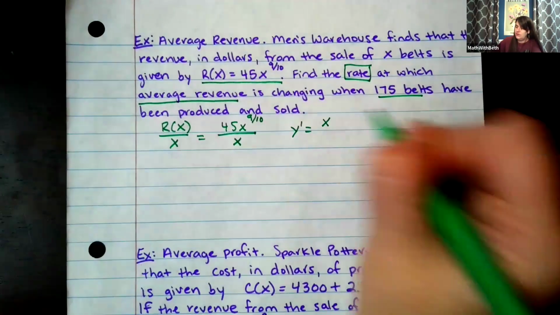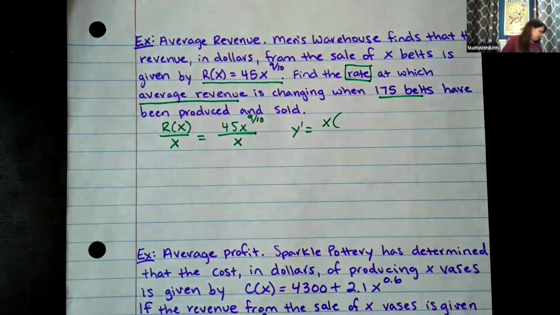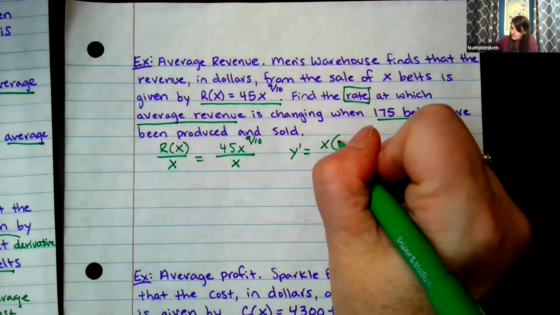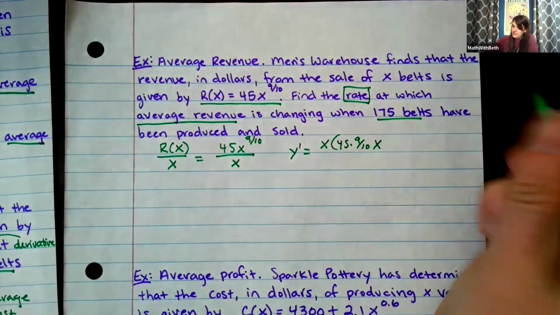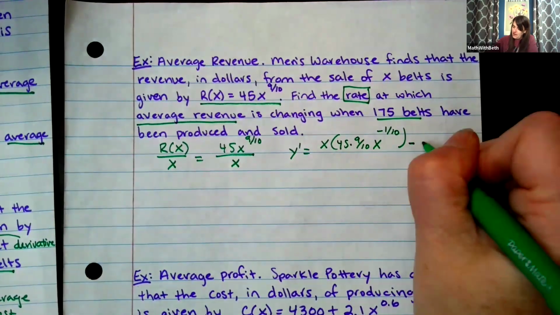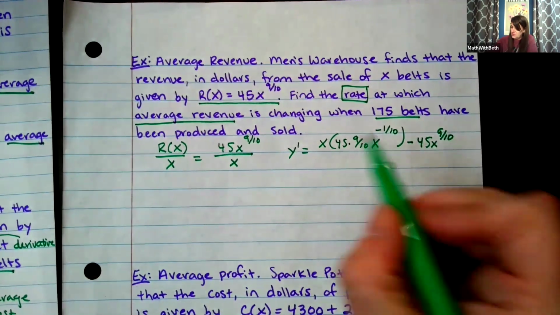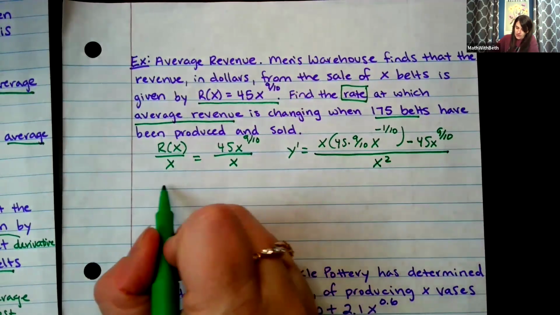So again, I need to use the quotient rule. Bottom times derivative of the top. So I need to do 45 times 9/10 times x to the 9/10 minus 1, which is that, minus the top function times the derivative of the bottom, which again is just 1. So I can leave it like that, all over the bottom squared.